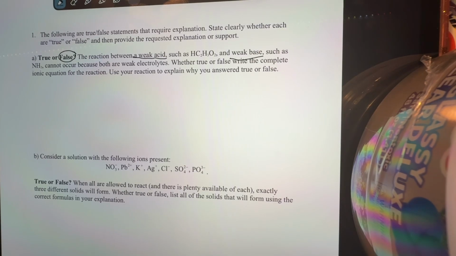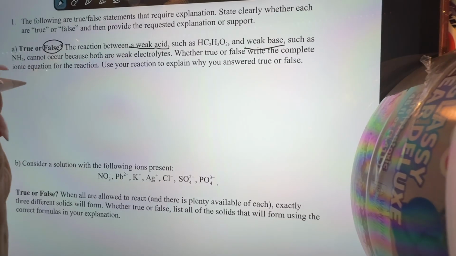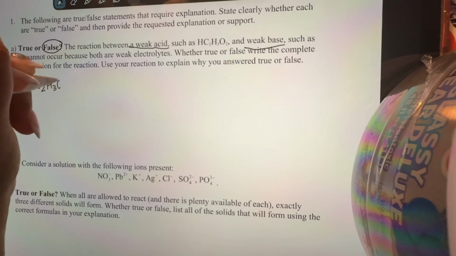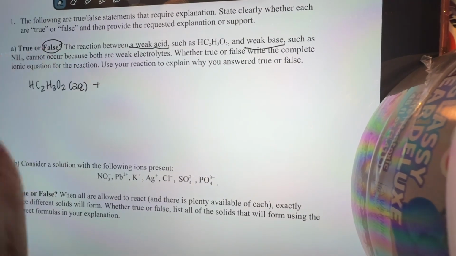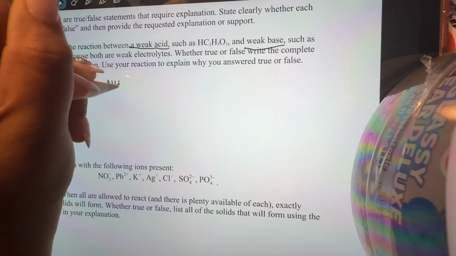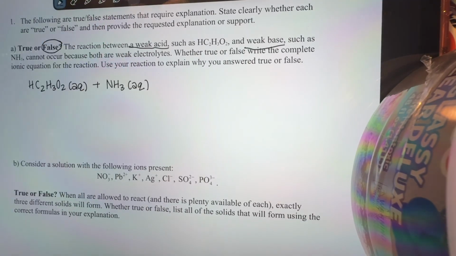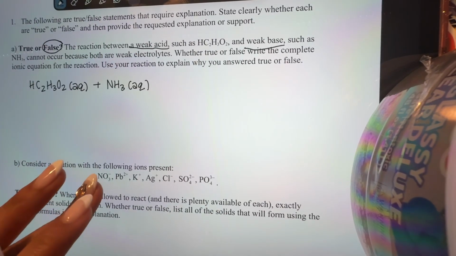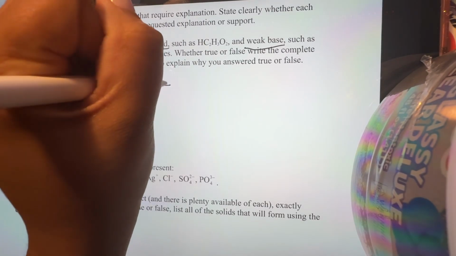Now they want us to write the complete ionic equation, so I'm going to get started with HC2H3O2, and that is aqueous, plus NH3. Sorry if I pause a little bit, because as you can see, I'm left-handed, so when I'm writing you won't be able to see it that well, so sometimes I'll pause a little bit. But anyway, so then what does that create?